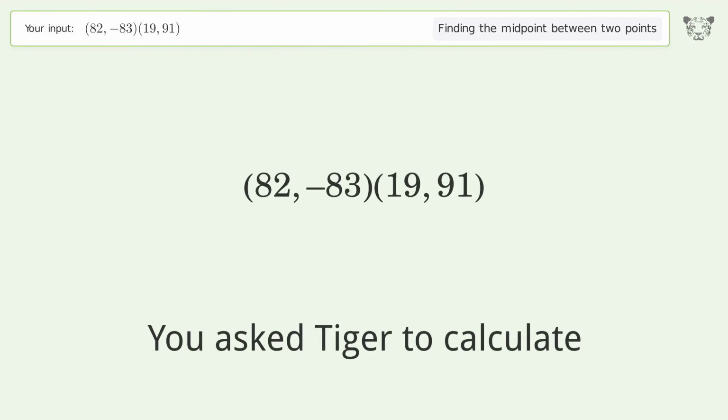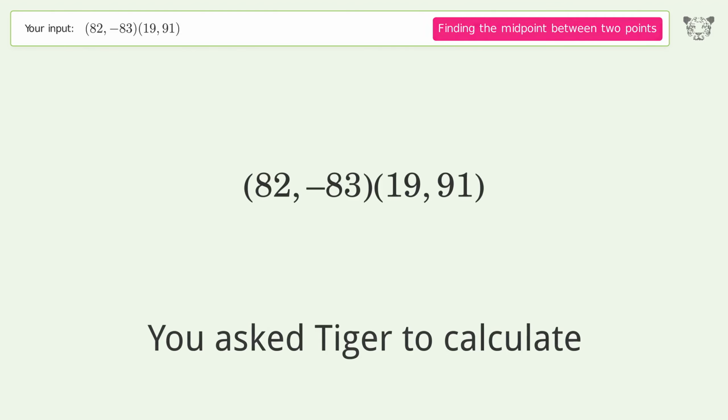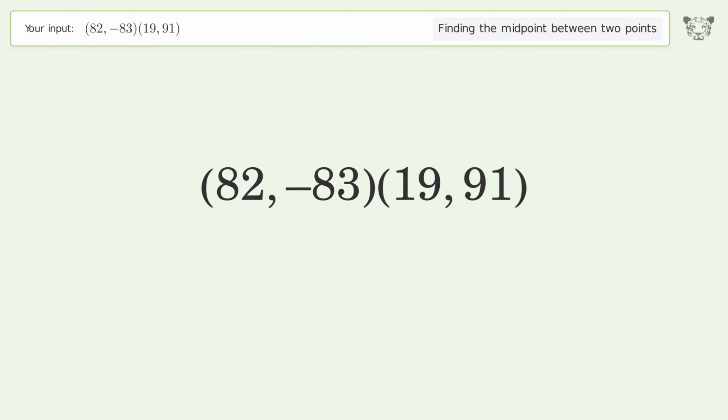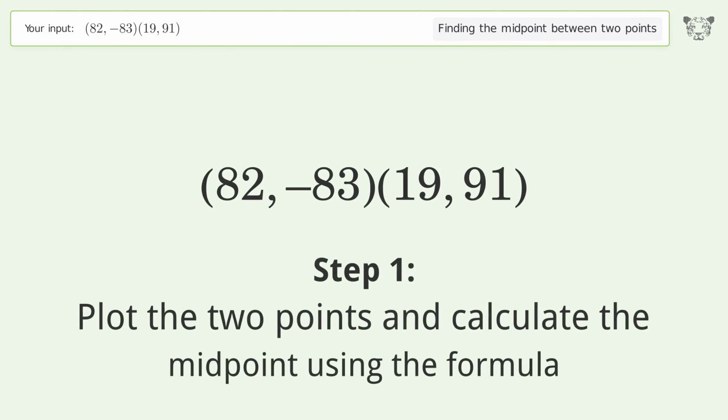You ask Tiger to calculate. This deals with finding the midpoint between 2 points. The midpoint between the 2 points is 50.54. Let's solve it step by step. Plot the 2 points and calculate the midpoint using the formula.